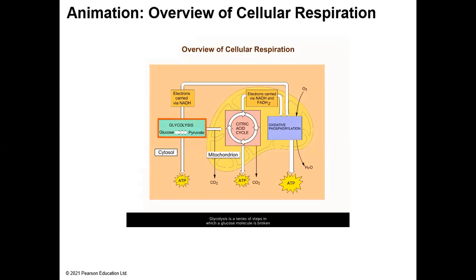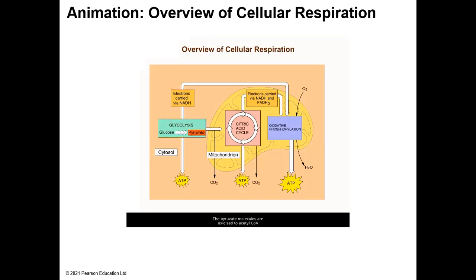Glycolysis is a series of steps in which a glucose molecule is broken down into two molecules of pyruvate. As the chemical bonds in glucose are broken, electrons and hydrogen ions are picked up by NAD+, forming NADH. Glucose is oxidized and NAD+ is reduced. A small amount of ATP is also produced in glycolysis by substrate-level phosphorylation, but most of the energy released by the breakdown of glucose is carried by the electrons attached to NADH.